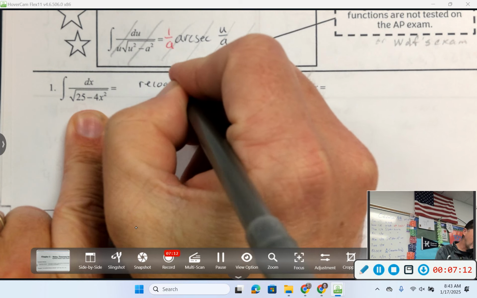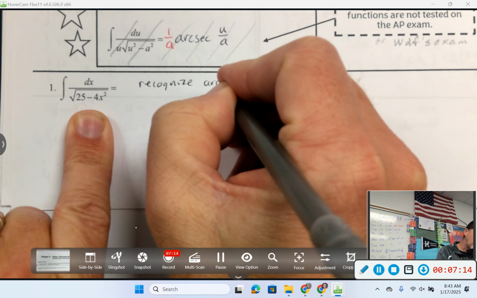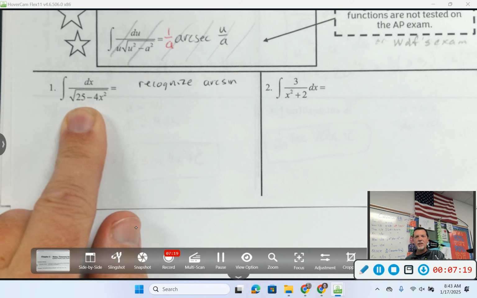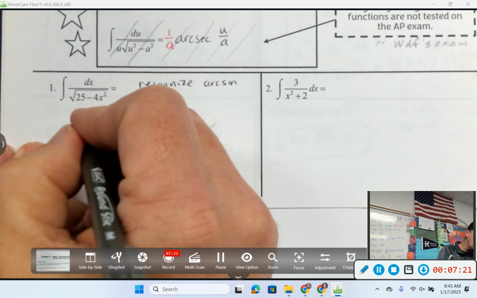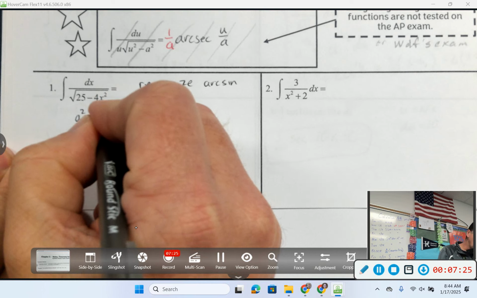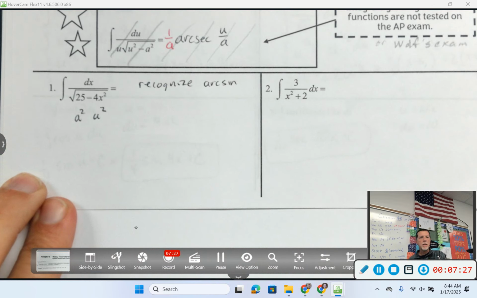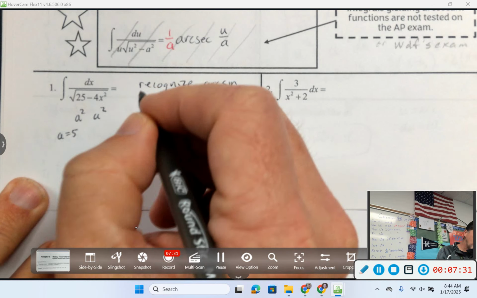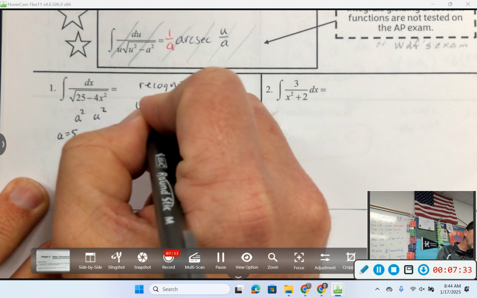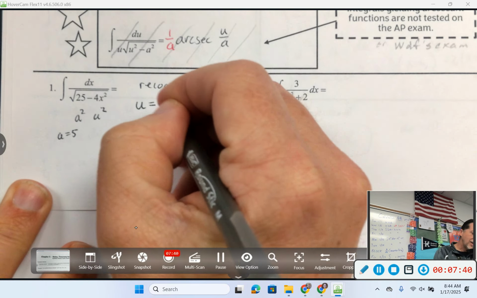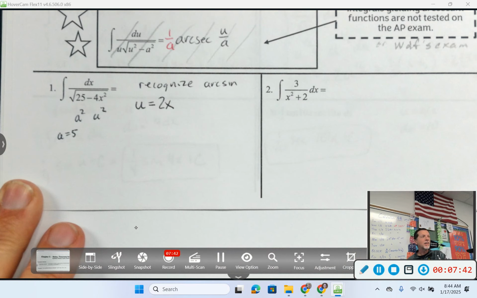Pretty sure that's sine, or arcsine, I should say. So we recognize that that looks like an arcsine problem. So I would really like it to be a squared and u squared. So a is 5, that's an easy one. What would u be if u squared is 4x squared? Good, u is 2x.